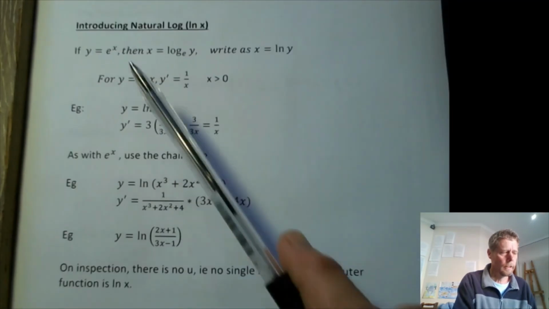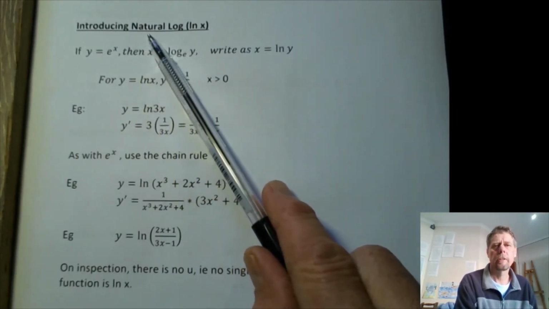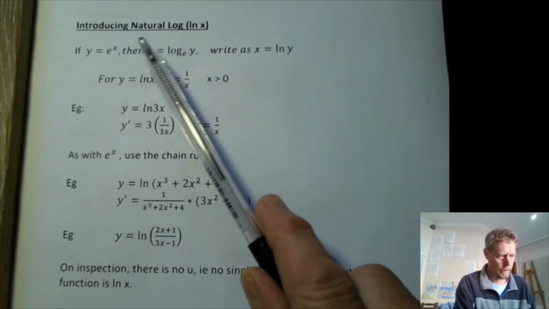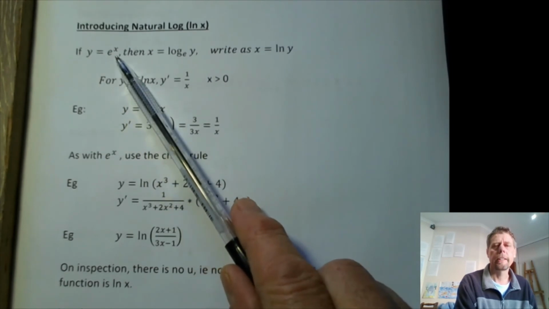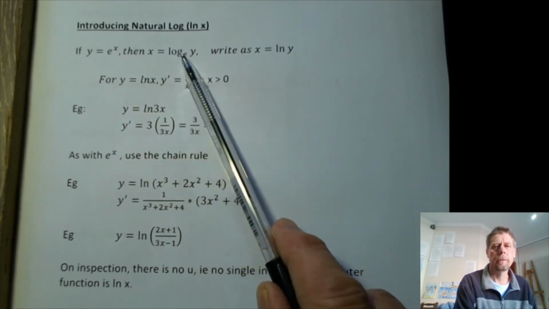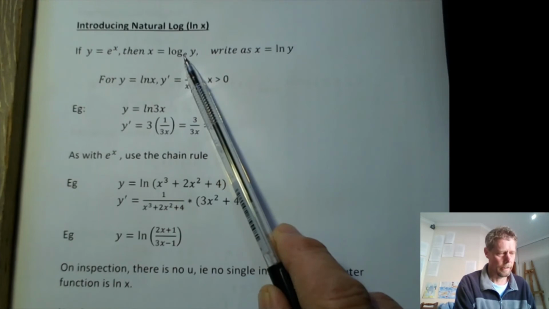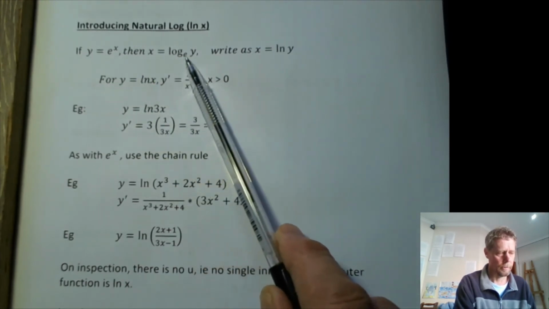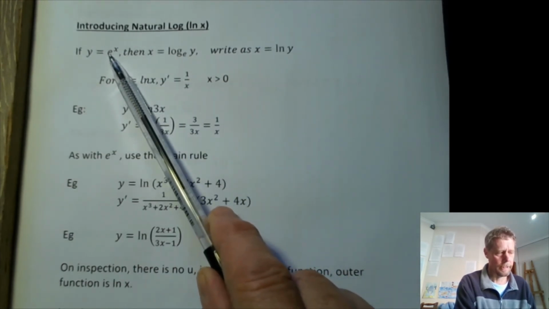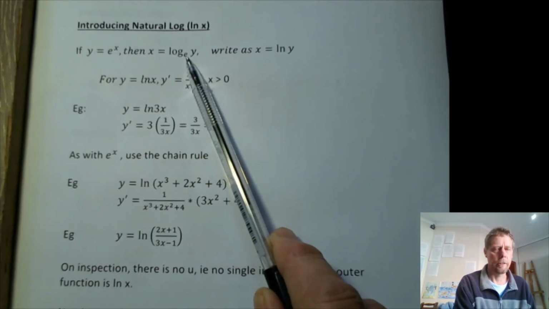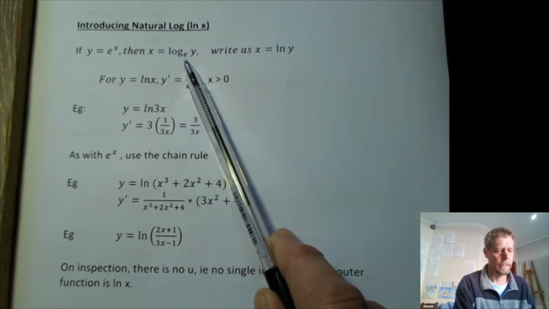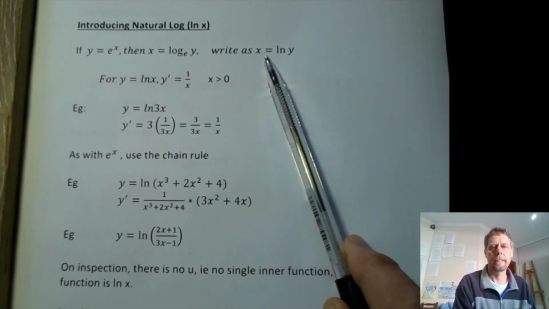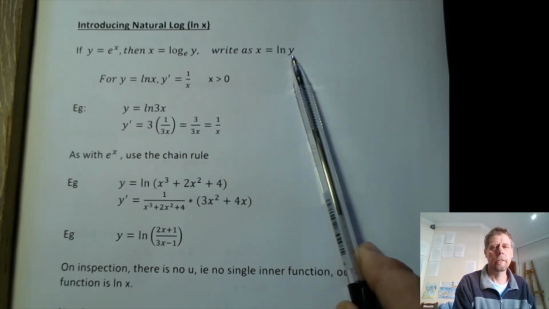I'd like to introduce the natural log, or ln x. If y equals e to the x, it means that x equals log of y base e. So we see how that e swivels. It's the base in the exponent, and it's also the base in the log. But whenever we have log of y base e, you write it simply as x equals ln y. So as soon as it's ln, it just means log base e. There's nothing else to it.